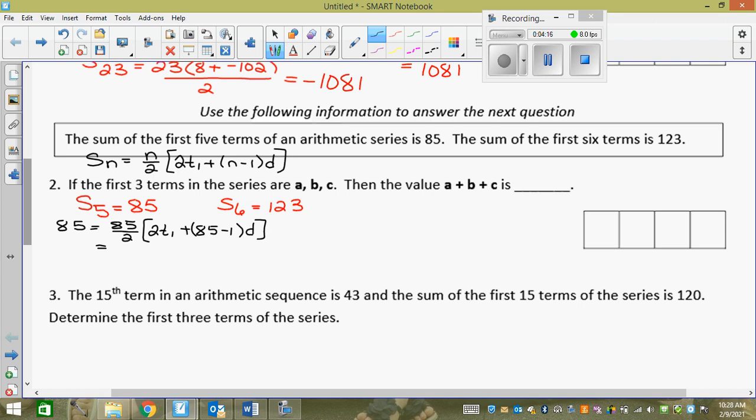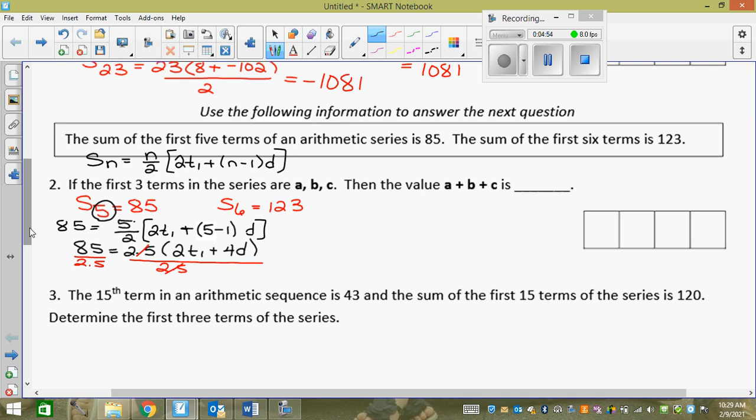85 divided by 2 is 42.5? That should be a 5. 5 divided by 2. And then 5 minus 1. There we go. So I get 85 because n is 5, right? Equals 2.5 bracket 2t1 plus 4d. And then I told you the very next thing you need to always do is divide this n divided by 2 over.